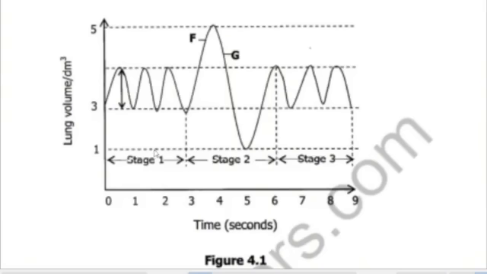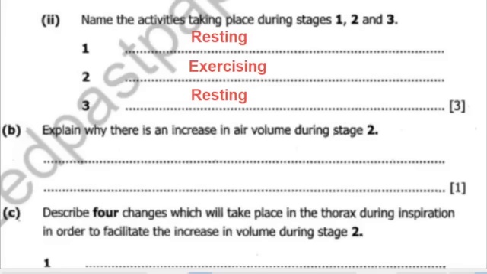So stage 1, we have said resting. Stage 2, we have said exercising, meaning that the person is doing some sort of exercises. Then on stage 3, the person is resting again. Okay, so let us just get our answers. All right, so we have said on stage 1, the person was resting. On stage 2, exercising. On stage 3, resting. So we have answered our question A2. We now move on to our question B right here.